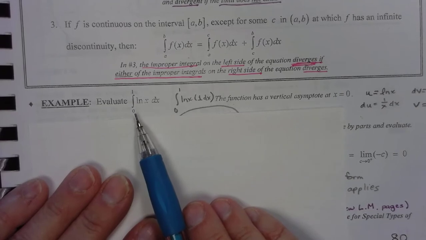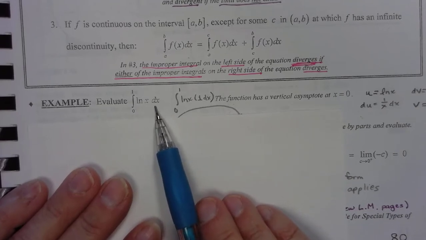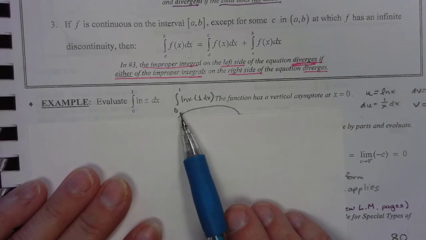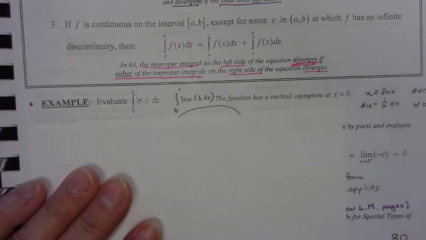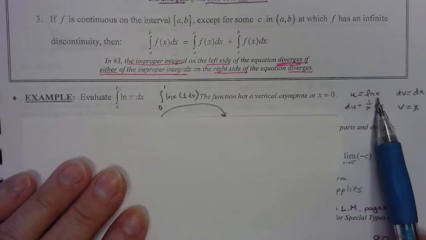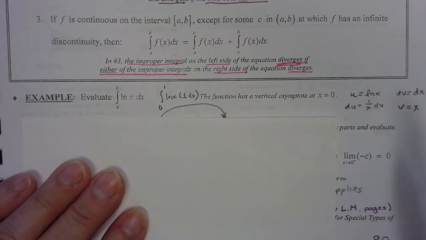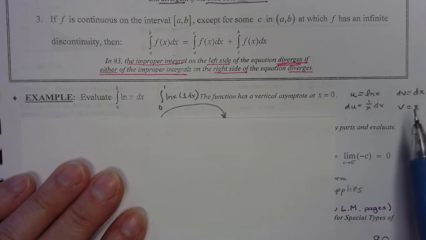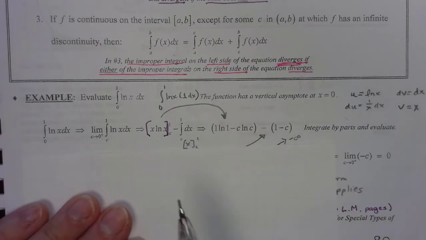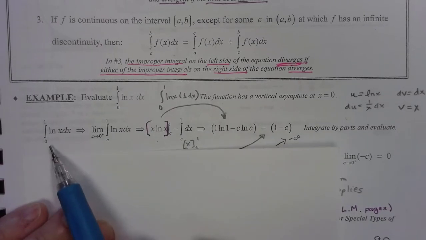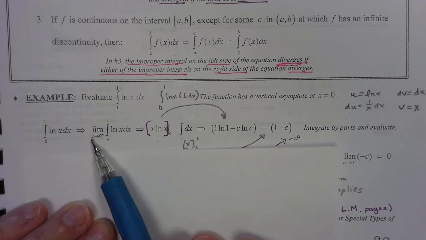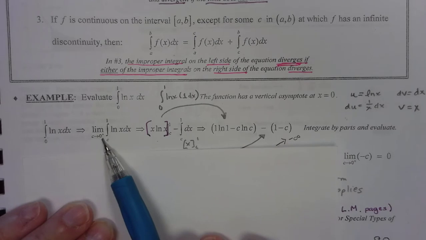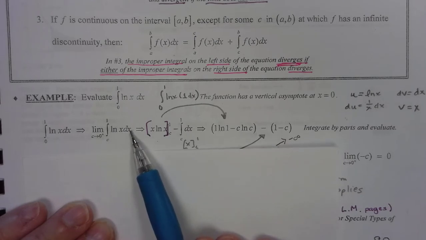Evaluate the integral from 0 to 1 of natural log of x dx. Now let's remember this is the integral from 0 to 1 of natural log of x times 1 dx, because we know we're going to have to integrate by parts. So our u is natural log of x, our du is 1 over x dx. That makes our dv dx and our v x. So the integral from 0 to 1 of natural log of x dx is the limit as c goes to 0 from the right side of the integral from c to 1 of natural log of x dx.